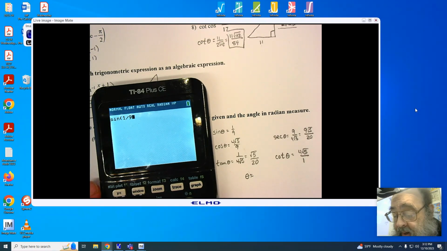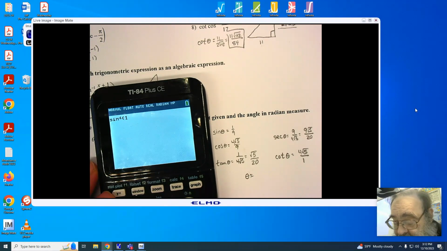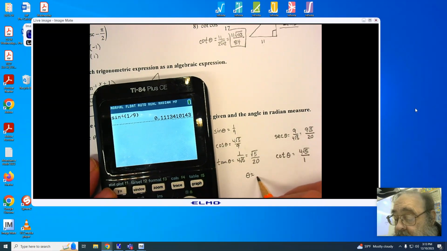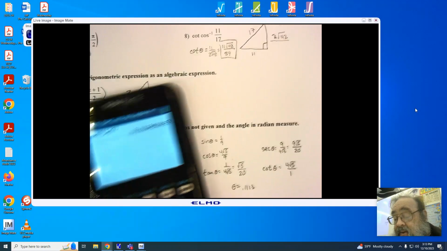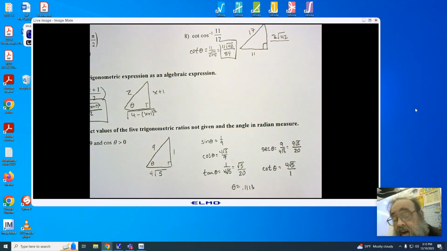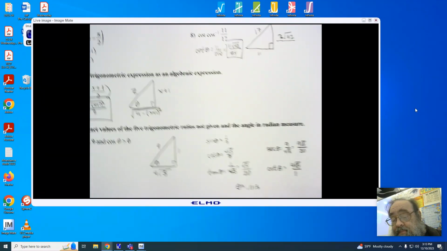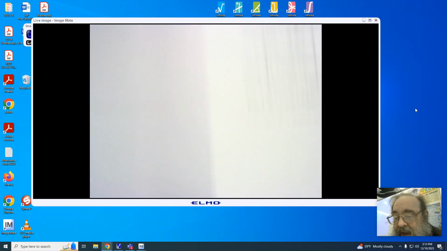Let's try that again. We need the arc sine. The arc sine of 1 divided by 9, since this was a ratio. I then hit enter, and you'll notice my answer is right there, 0.1113. And that's the answer to that question. And we can now go to number 11 and the graphing portion of this. I hope you're doing okay.